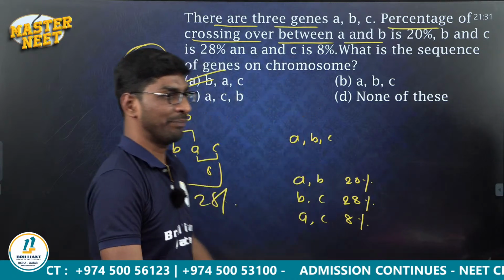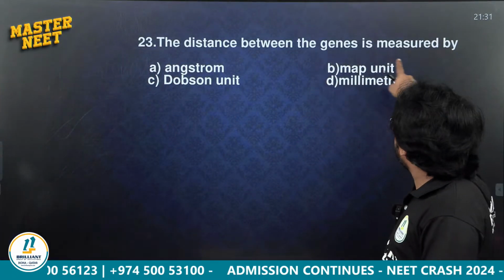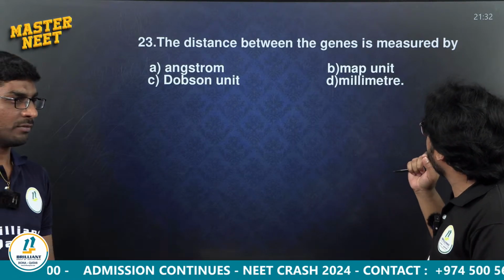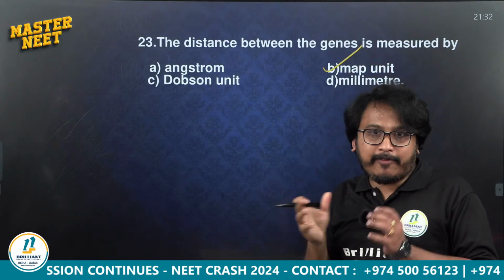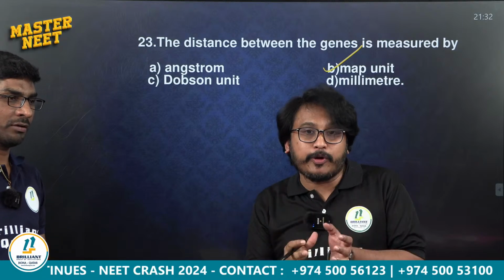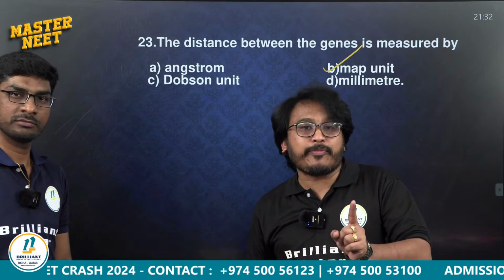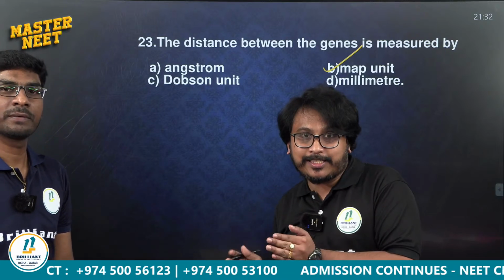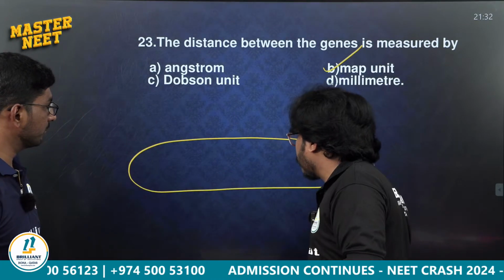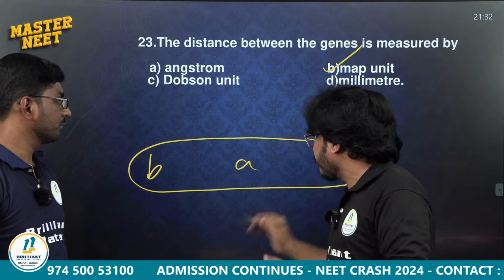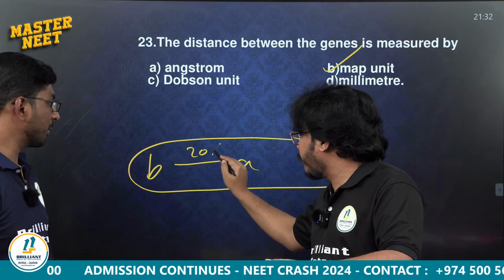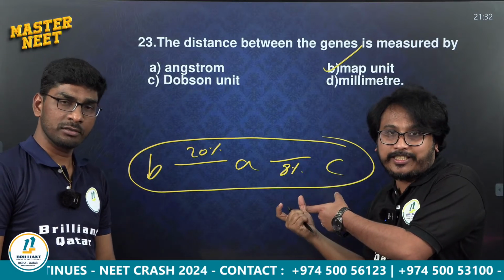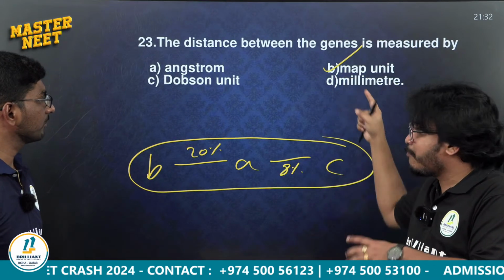Yes, keep in mind. Now the next one: the distance between genes is measured by map unit. Alfred Sturtevant started using map units, the centimorgan. One map unit or one centimorgan means 1% recombination. When drawing the chromosome just now, AB was 20 units, and AC, 8%, means the recombination is 8%, so the distance between them is 8 map units.